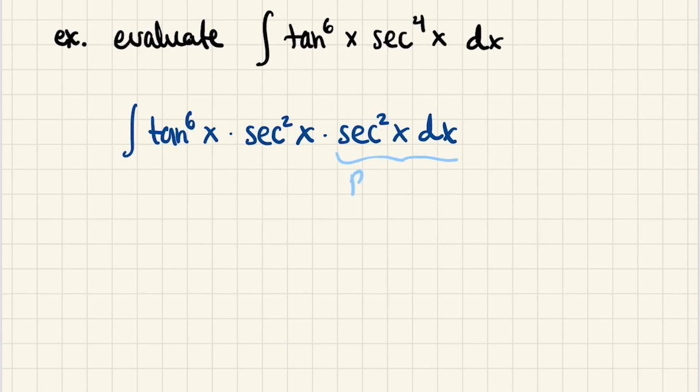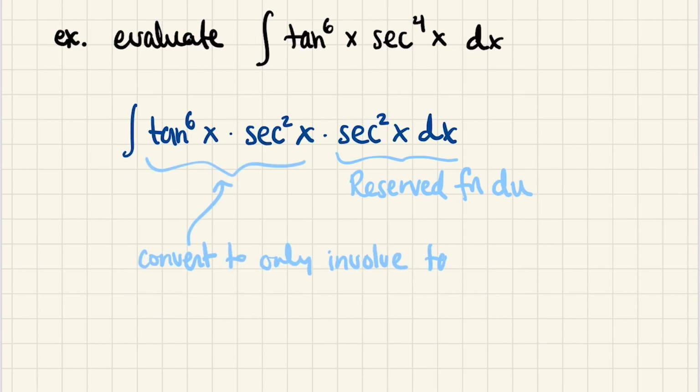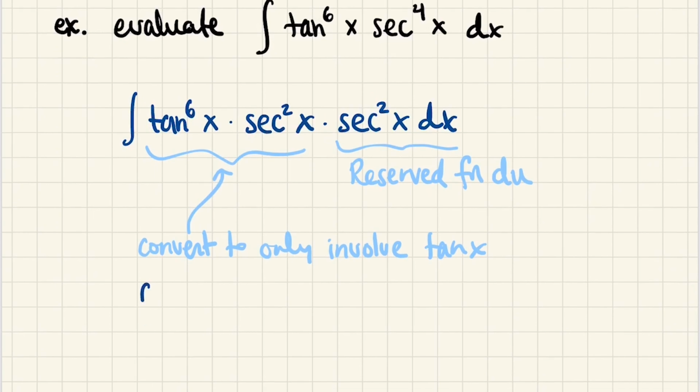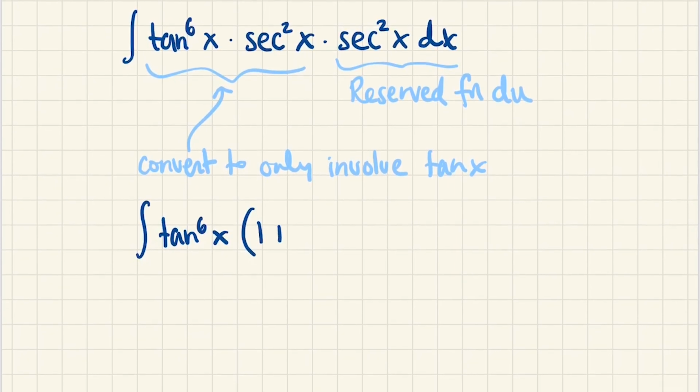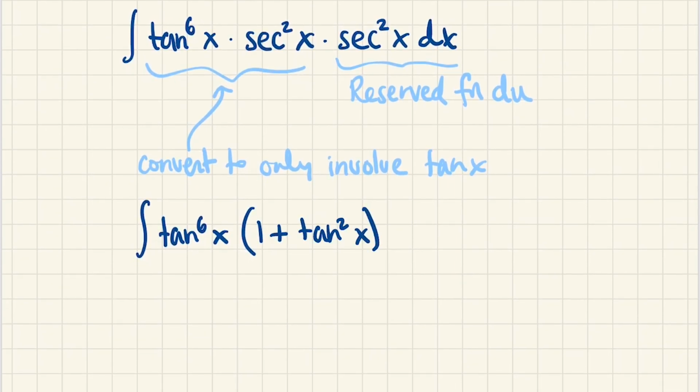And this is our reserve for du. Now think about, if we're reserving secant squared dx for du, what are we planning on letting u equal in a substitution? Tan. Which means that all of that stuff needs to be converted in terms of tangent. Well, perfect. Secant squared easily converts into tangents. So we're going to have tangent to the 6th multiplied by secant squared, which is 1 plus tangent squared, right? And there's our secant squared x dx.